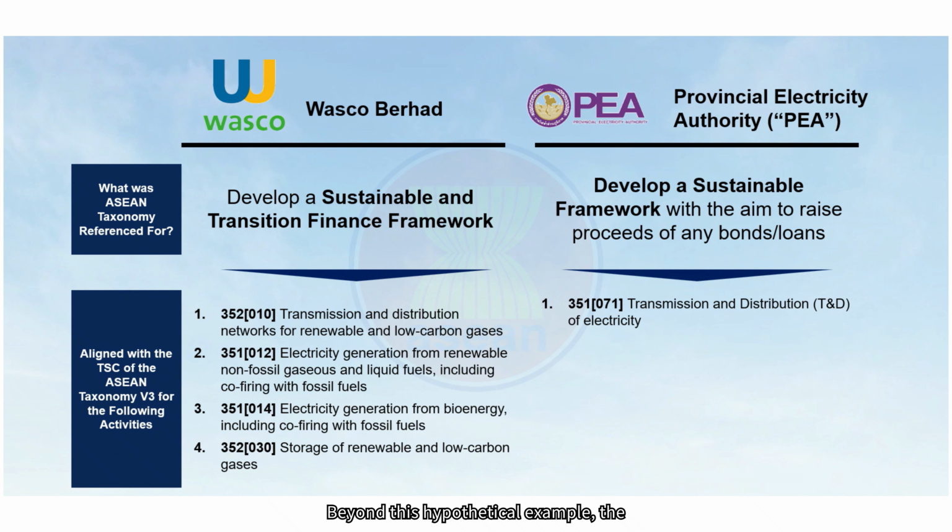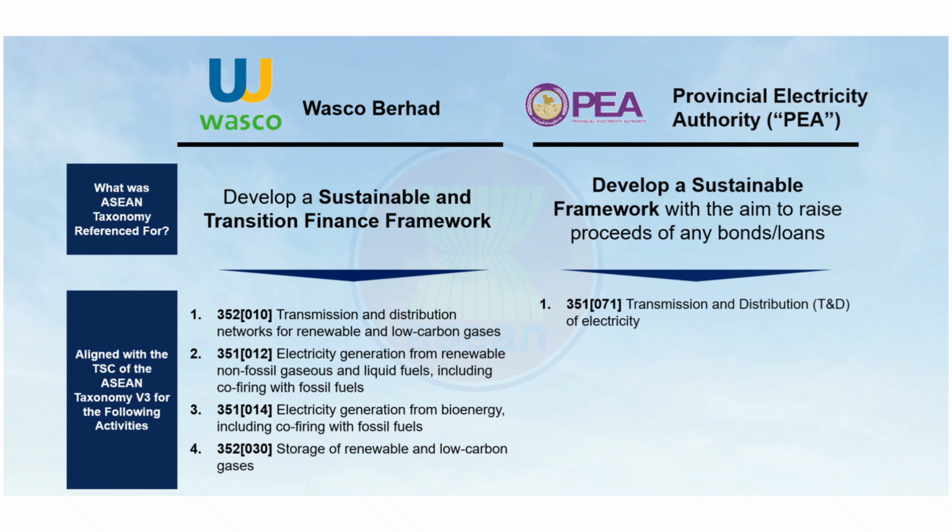Beyond this hypothetical example, the ASEAN Taxonomy has been referenced by major organizations across the region. For instance, Wasco Berhad in Malaysia and the Provincial Electricity Authority in Thailand have referenced activities from the ASEAN Taxonomy into their sustainable finance frameworks, raising financing through a sustainability-linked loan for Wasco and a sustainability bond for PEA.